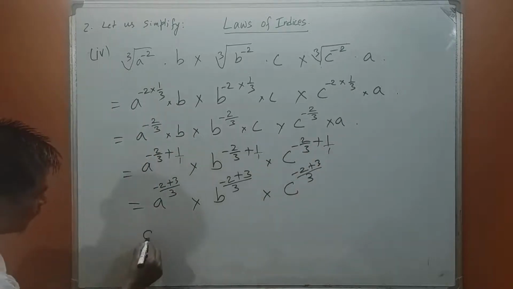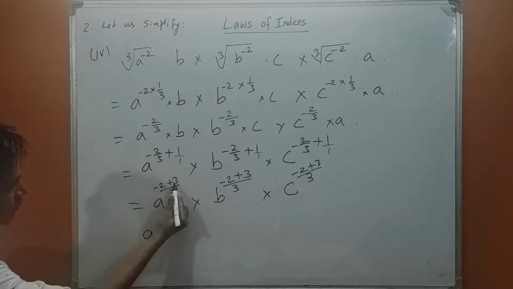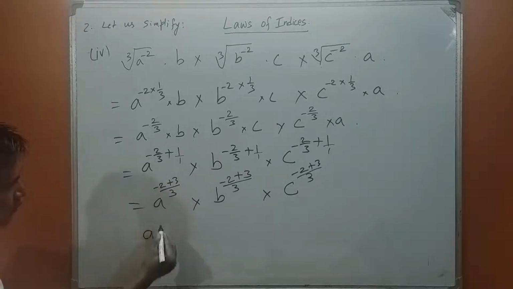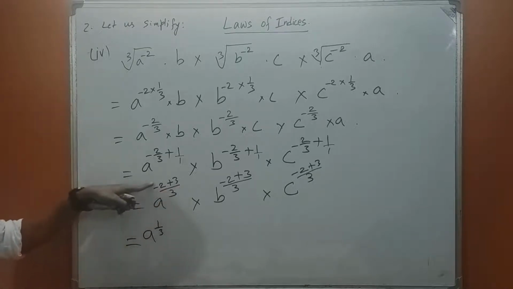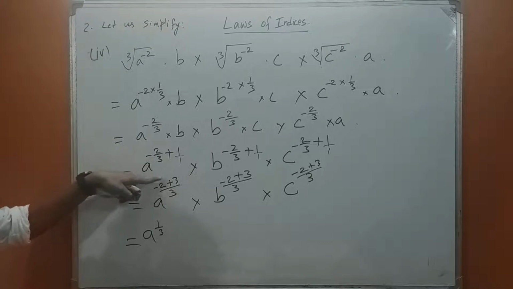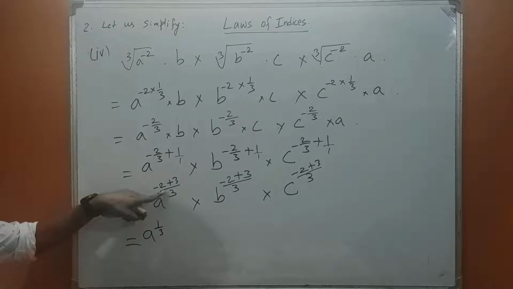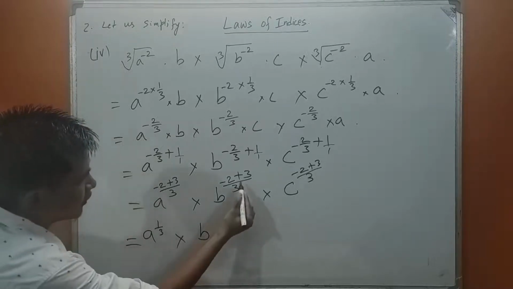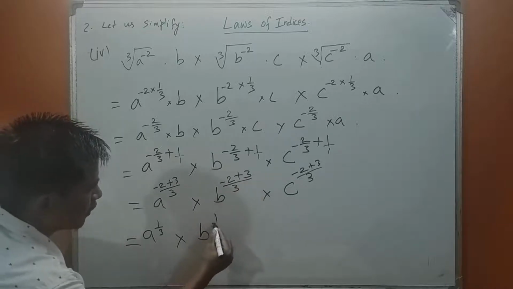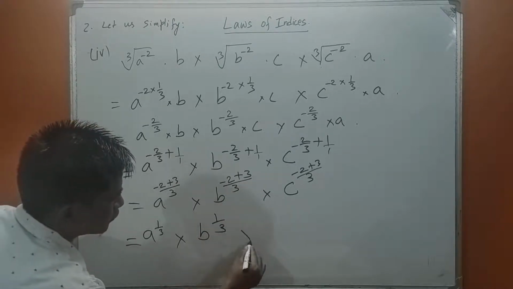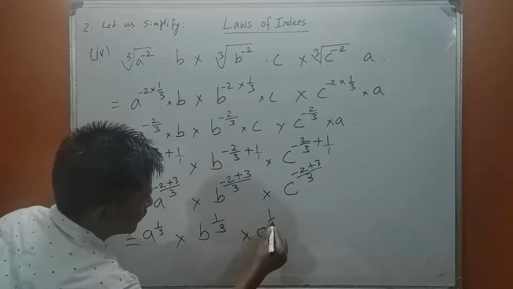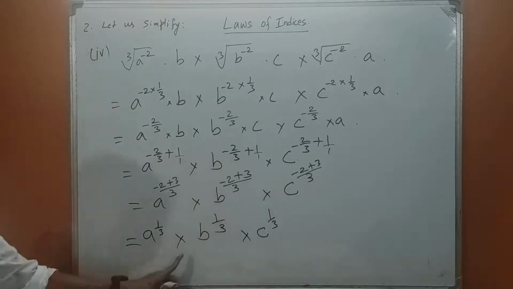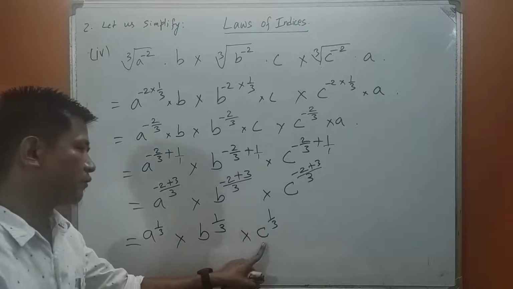So here we have a to the power 3 minus 2 is 1, a to the power 1 upon 3, isn't it? Plus 3 minus 2. Opposite sign, the numbers will subtract. 3 minus 2 is 1. The sign of the greater number comes. That is 1 upon 3, into b to the power 1 upon 3, into c to the power 1 upon 3. Isn't it? a to the power 1 upon 3 into b to the power 1 upon 3 into c to the power 1 upon 3.